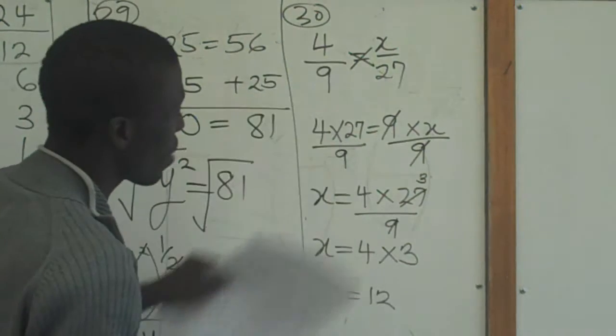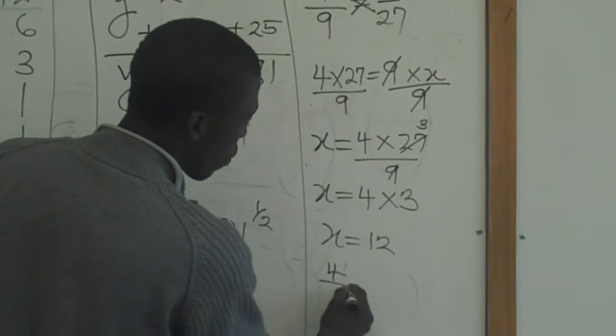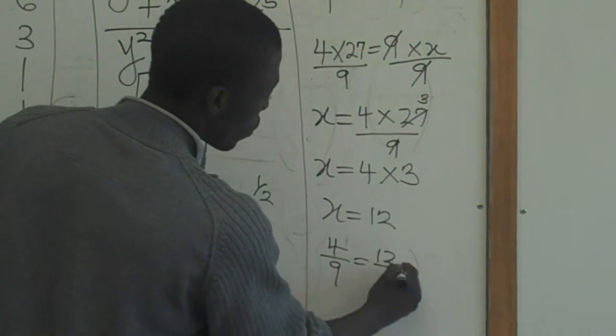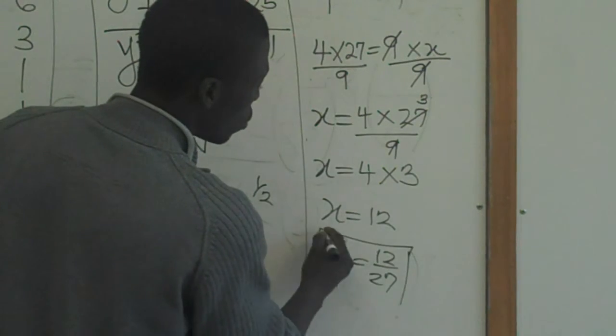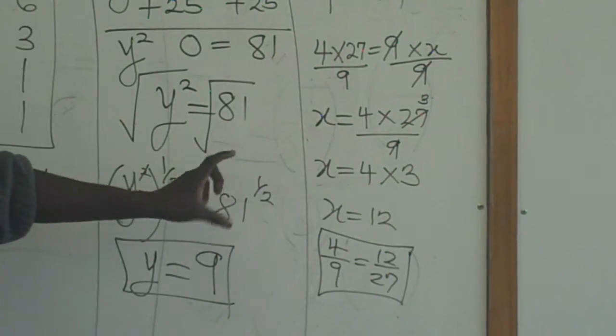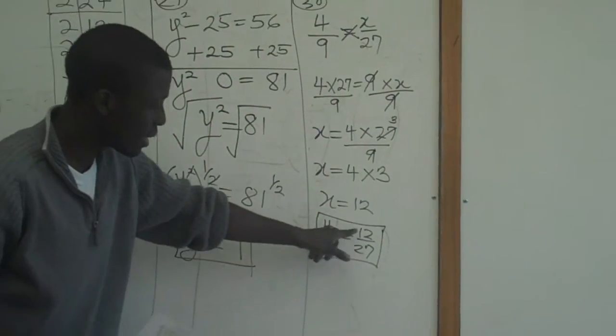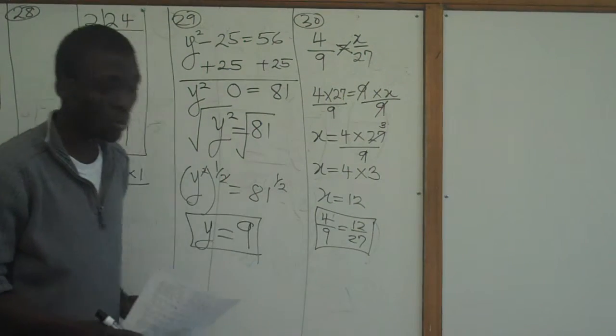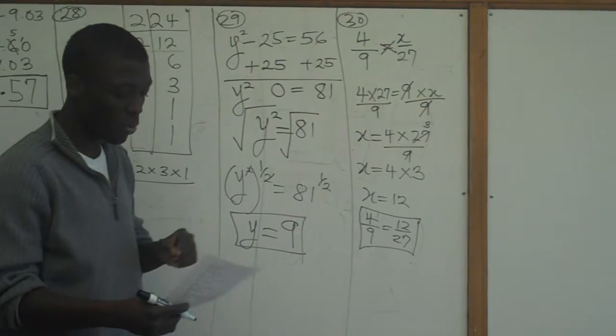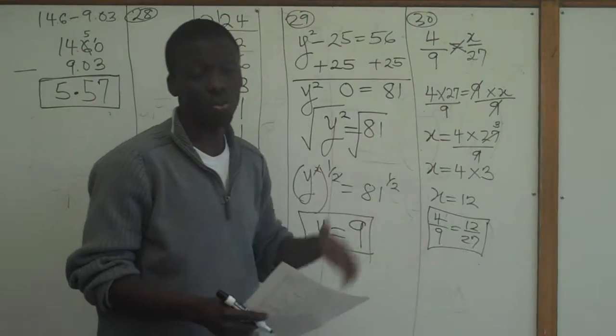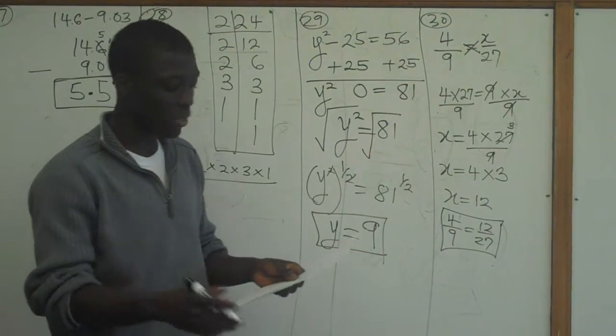So that if you were to rewrite that proportion, it would be the same thing as 4 over 9 is equal to 12 over 27. That's how you do that problem. The proportions work. So 4 over 9 is another way of looking at this 12 over 27. You can simplify 12 over 27 to 4 over 9. That's how you do number 30.